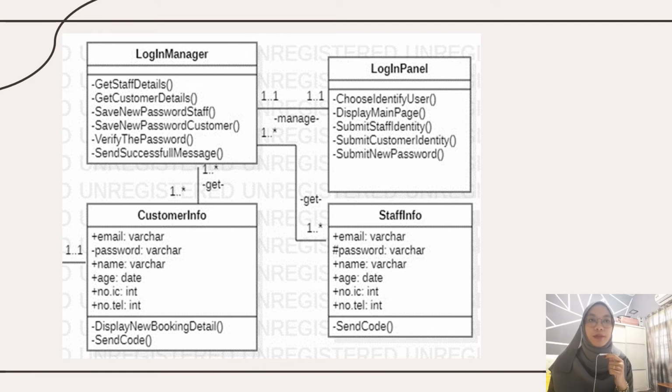For customer info, the attributes are email, password, name, age, number IC, and number telephone. The operations are display the booking details and send the code. For staff info, the attributes are email, password, name, age, number IC, number telephone, and the operation is send code.